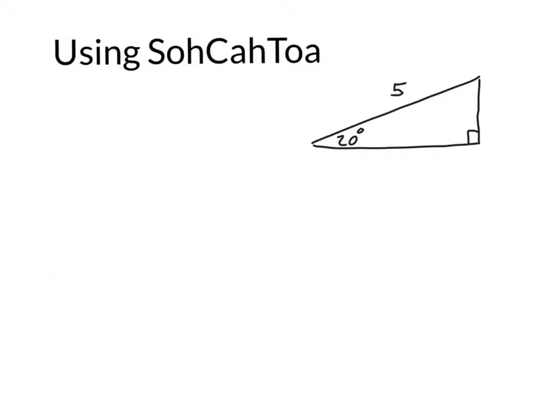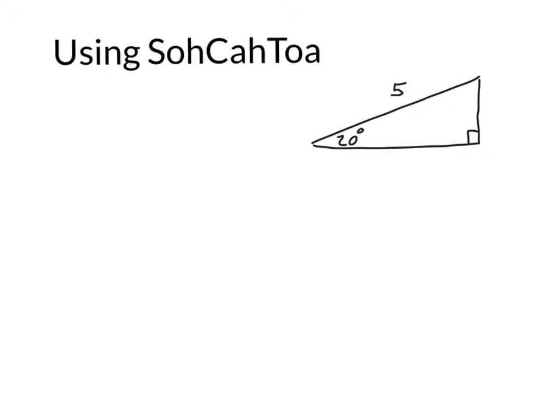All right, so welcome back. We have a triangle over here. What I observe about this triangle is it's a right triangle, so there's this 90-degree angle, which means I can use SohCahToa. I have an angle measure here, 20 degrees, and I have a side length here, which is 5. I'm looking at the side length that's across from my right angle, so this is the hypotenuse, and I know that side length.